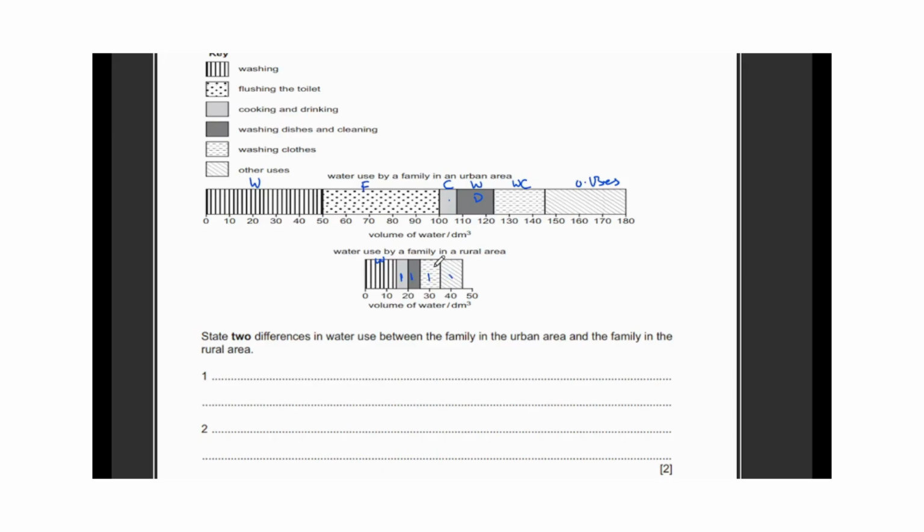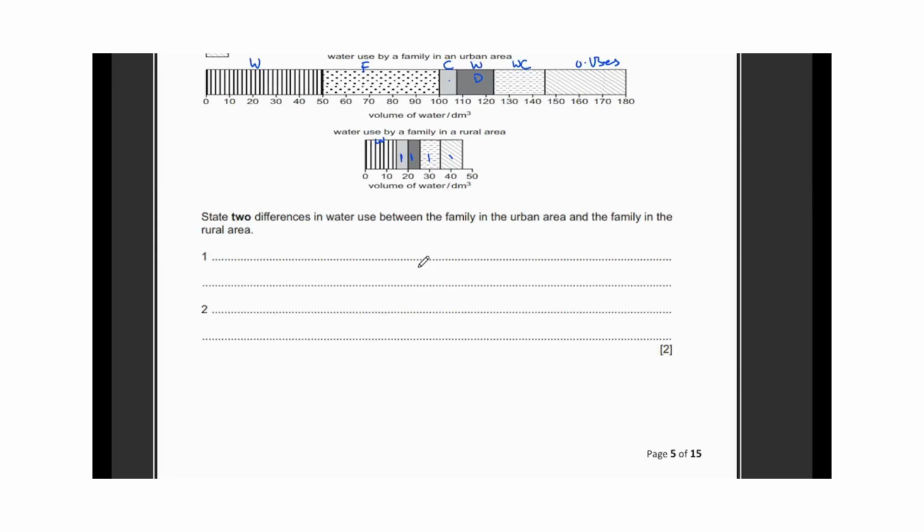Fine. Now state two differences in water use between the family in the urban area and the family in the rural area. So now we got this one. What is the first point that we got? Urban family uses more water. It's very easy. You have to find differences, right? Urban families use more water for their daily purpose.